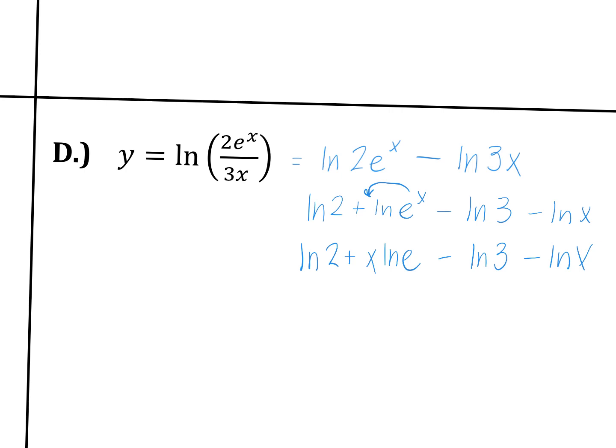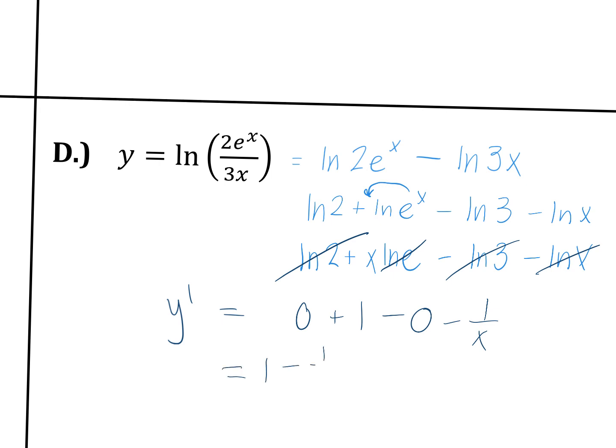So now we're thinking y prime, the derivative. So that's just a number, so that's 0. That becomes 1, so derivative of x is just 1. That's a number, it becomes 0. ln of x is 1 over x. So we get 1 minus 1 over x as our derivative. So the hardest part of these is just remembering your logarithm properties.